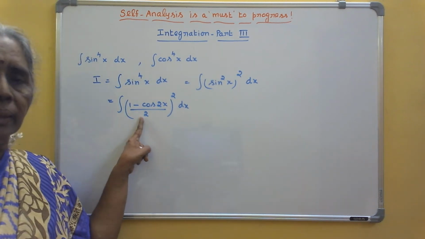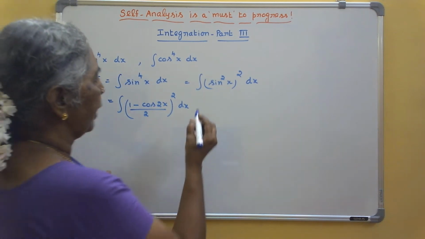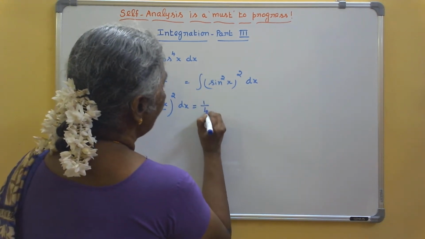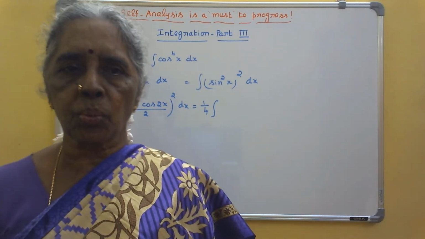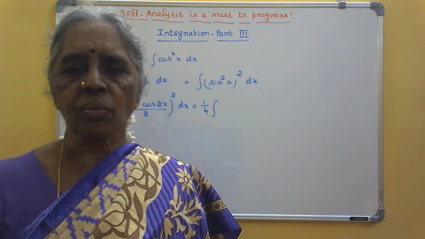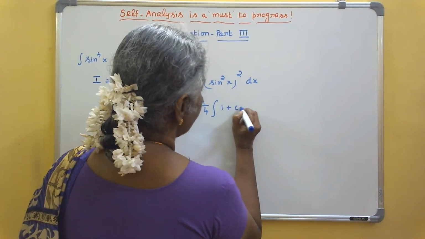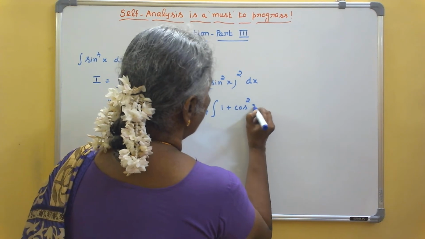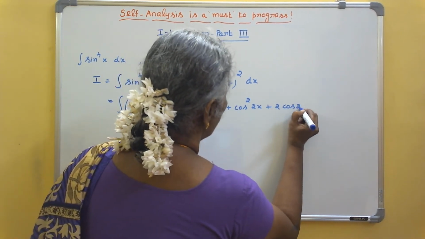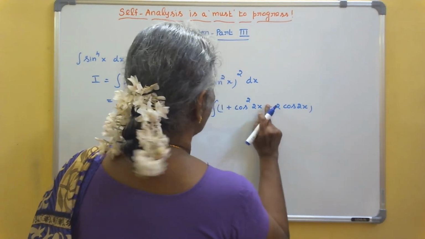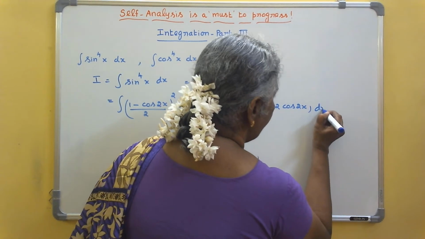Now the 2 in the denominator, when you square, will become 4. I can take 1 by 4 out. Then this (1 minus cos 2x) the whole square is like (a minus b) the whole square. So I am writing 1 plus cos squared 2x minus 2 cos 2x dx.